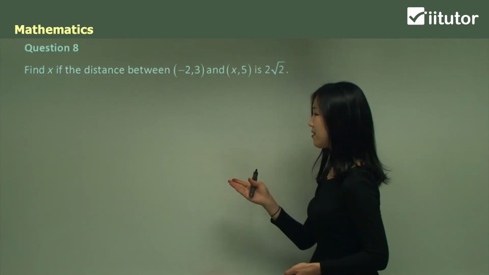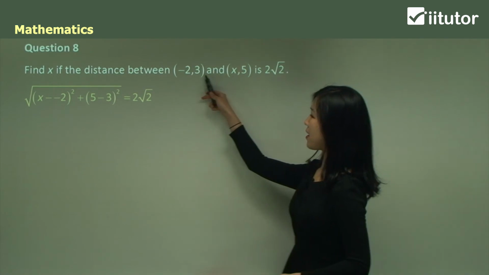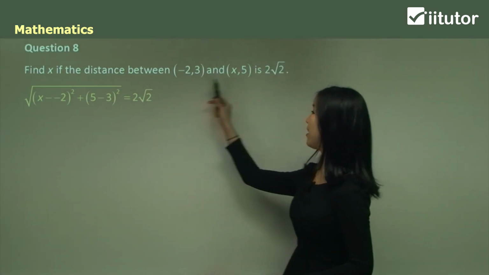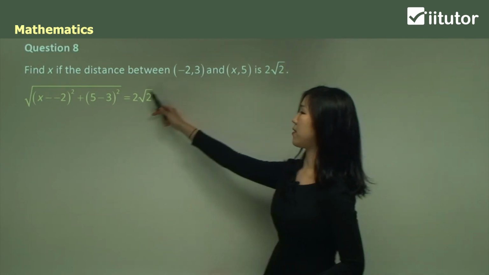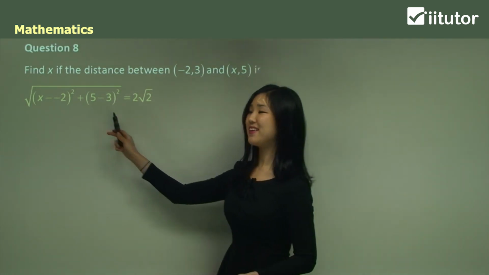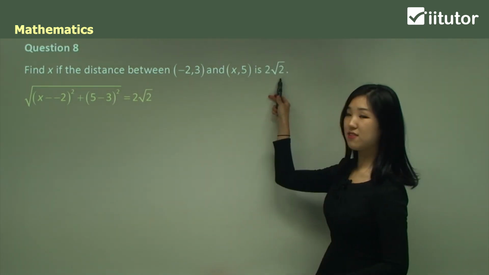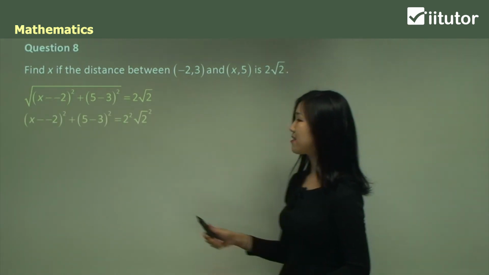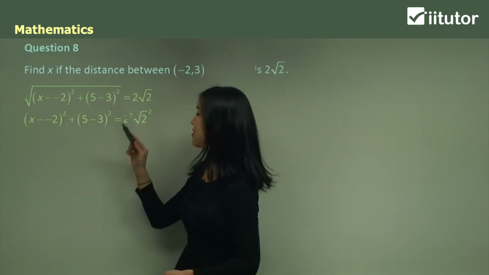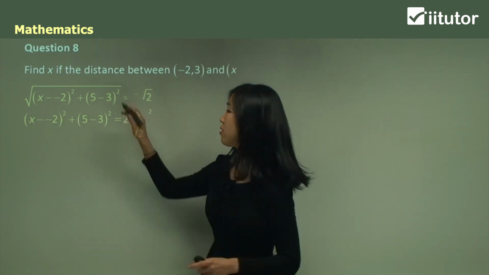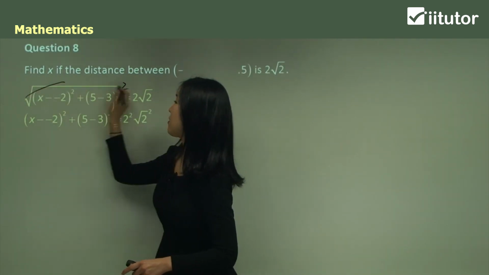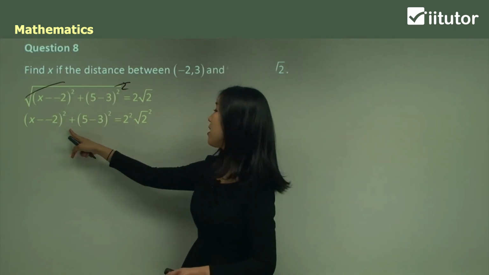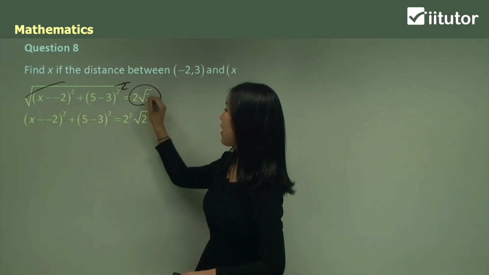So I'm going to use my distance formula, x minus minus 2. So x minus minus 2 in the first bracket, squared, plus y2 minus y1. So 5 minus 3 squared. And that is equal to the distance given to us, 2 root 2. Now, guys, simplify it by squaring both sides because we want to get rid of that root. So if I square it, the square root and the square cancel, so we just have that inside part left over. And then we have to square this side.